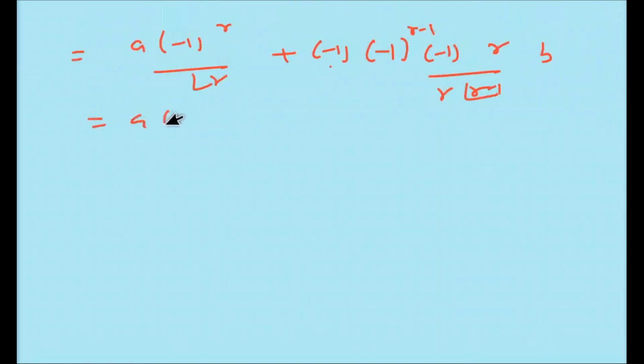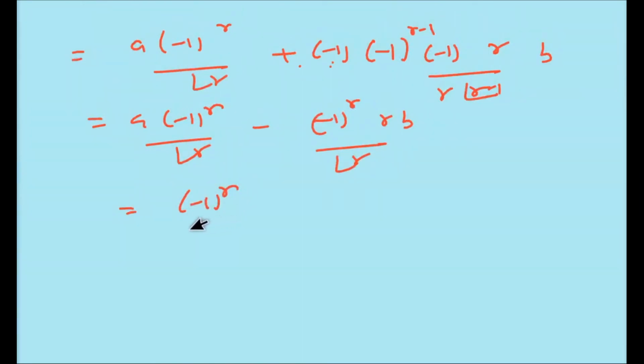So we can write this minus here, okay, and this minus here, and this r b, and this is factorial r. Now you can see here we can take the common minus 1 to the power r upon factorial r as LCM, and we can write a minus b r. Okay, now we had to find the coefficient of x to the power r, and so this is your answer.